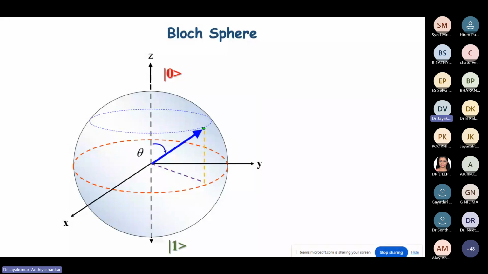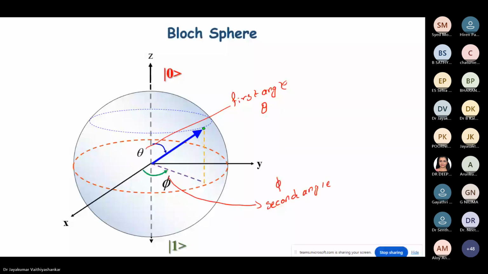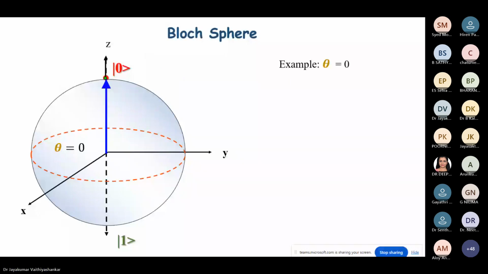Trigonometry always deals with angles. One angle can be derived from the z axis to your quantum state vector. This is the first angle. In the same way, there is an angle between your x axis and the downward projection. This is your second angle. What is the first angle? Theta. What is the second angle? Psi. So we got two angles.